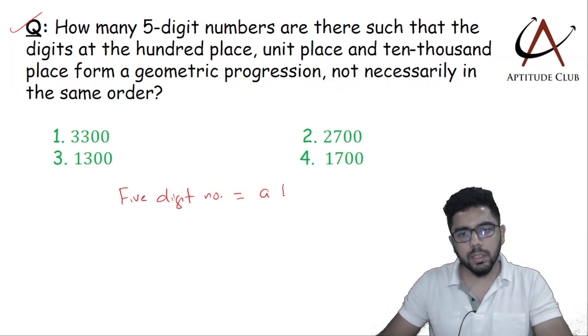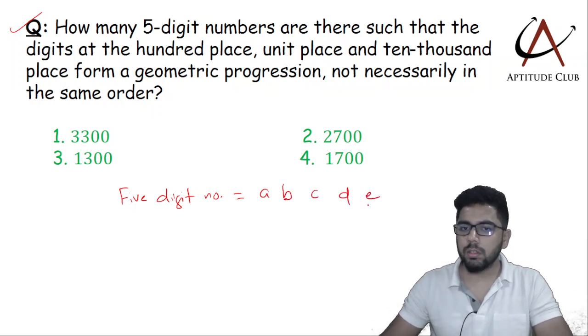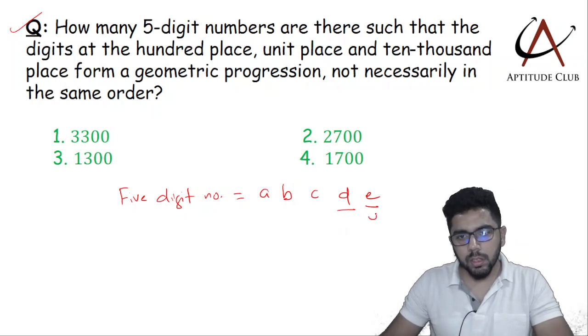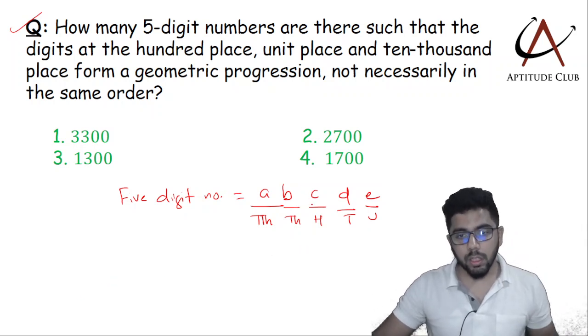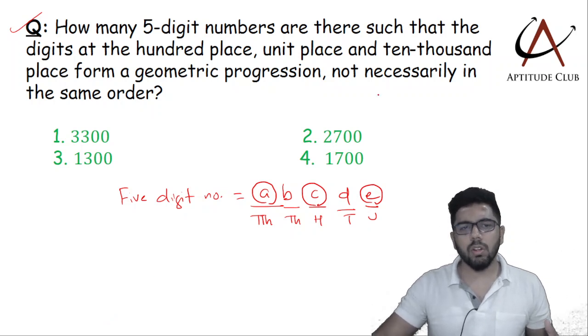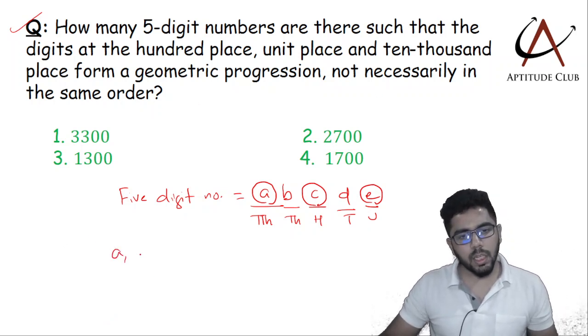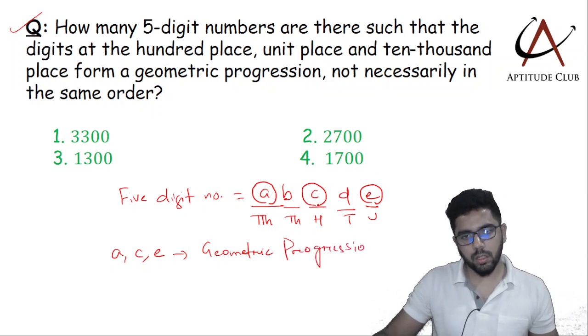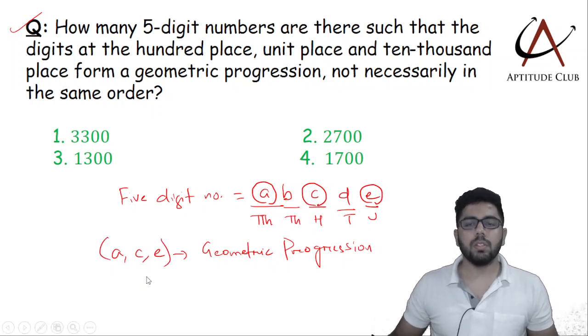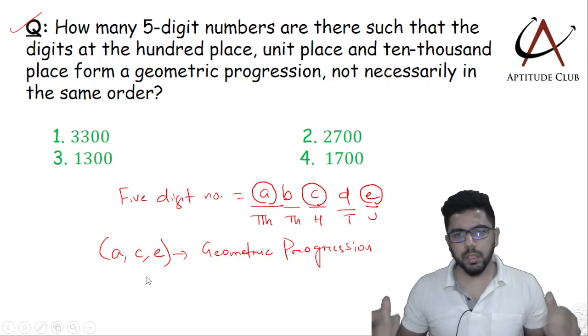the 5-digit number would be like this: A, B, C, D, and E. So this is the units place, this is the tens place, this is the hundreds place, this is the thousand place, and this is the 10,000 place. That is how the places are. The question is saying the digits at the hundreds place, units place, and the 10,000 place form a geometric progression, not necessarily in the same order. That means I can say A, C, and E will form a geometric progression. So how many such possibilities are there?